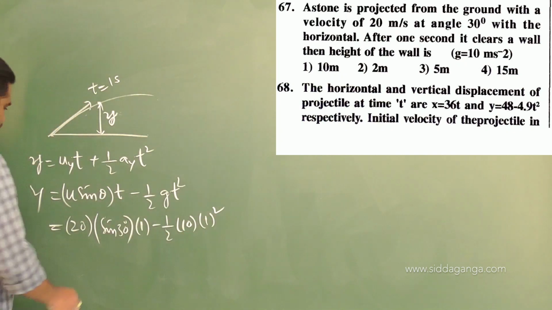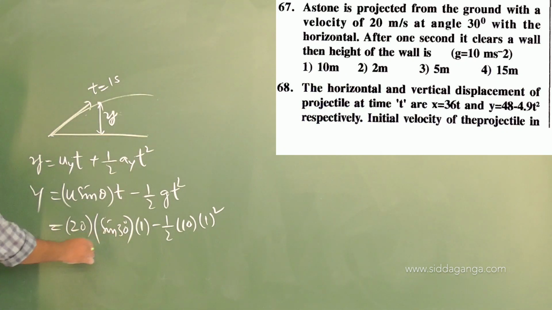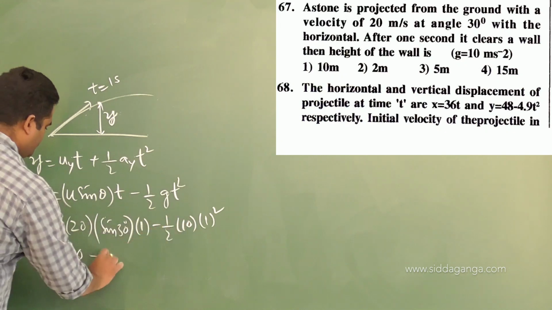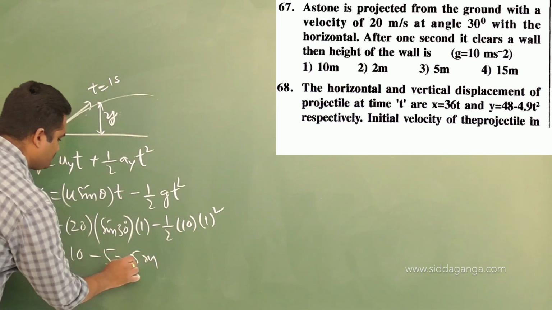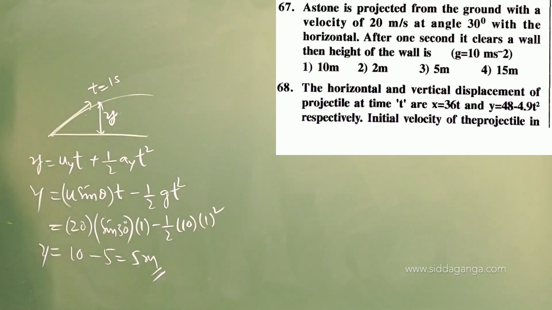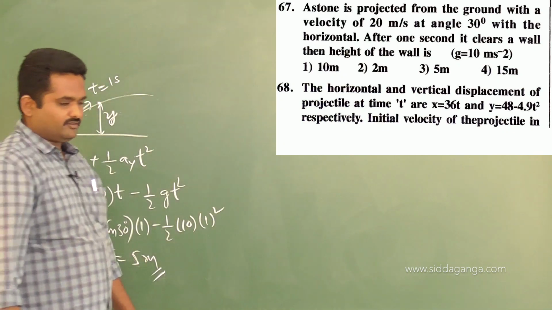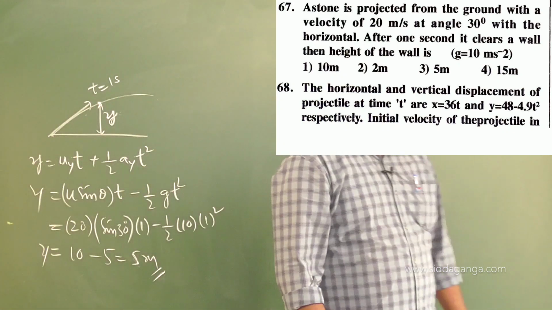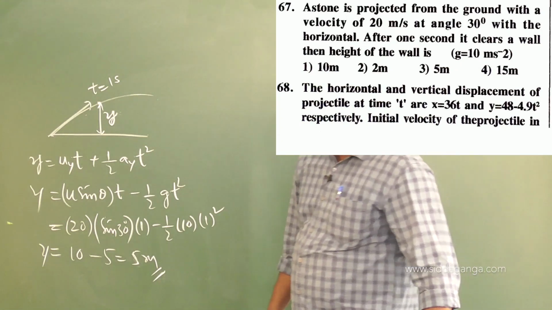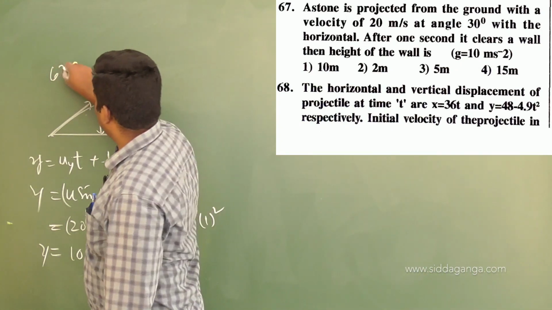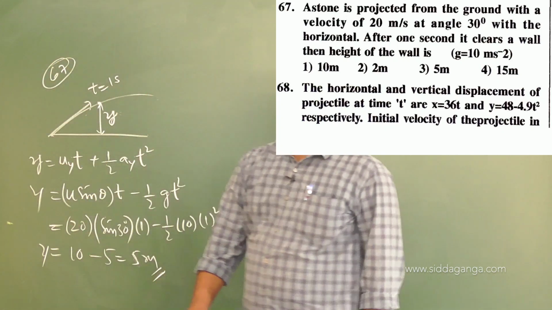So sin 30 is 1 by 2, 20 by 2 is 10, minus, 2 ones are 2, 2 fives are 10, minus 5. It will be equal to 5 meters, that is the answer. So the vertical height it reaches is 5 meters. That's what we need to write for it. Copy. This is problem number 67. Keep it in mind, 67.